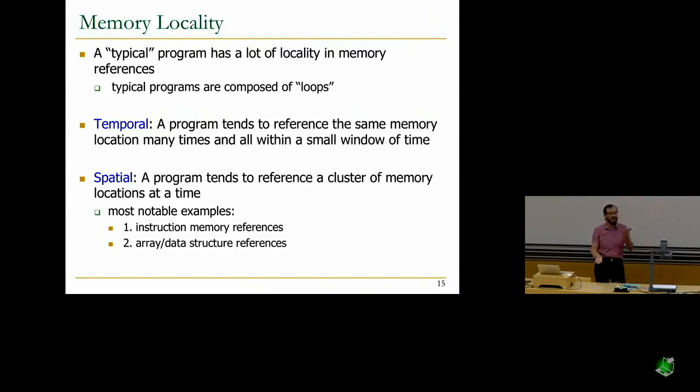So these are actually really orthogonal locality concepts, and we're going to use different ideas in the cache to take advantage of both temporal and spatial locality. You can design a cache that doesn't take advantage of one locality versus the other. But we're going to design a cache that takes advantage of both because both are locality types that exist in the programs.